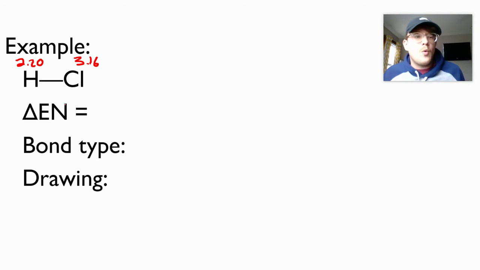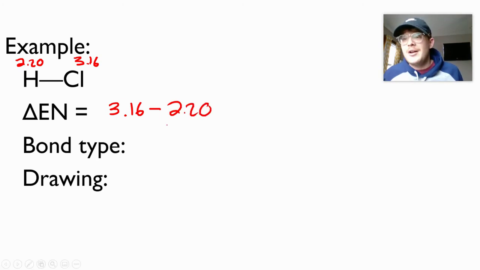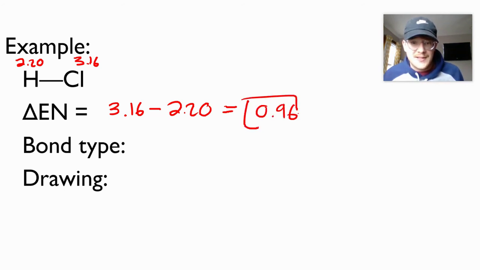Okay. So we need to find delta EN. This triangle EN just means change in electronegativity. Okay, we want to find the difference in electronegativity of these two numbers. Well, to find the difference of anything, you just subtract it. So it'd be 3.16, the bigger number, minus 2.20. It's always going to be the bigger number minus the smaller number. All right, and what you get here would be 0.96. Okay, that is our difference.